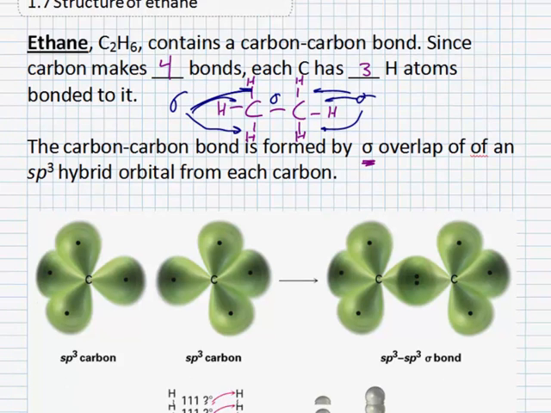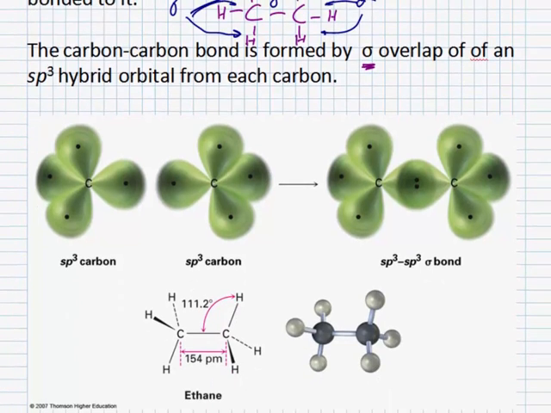Right? So this is how those 2 carbons sort of join together. You have 2 sp3 carbons. One of the sp3 hybrid orbitals from each of the carbons overlaps to form the sigma bond. There it is right there, between the 2 carbons.